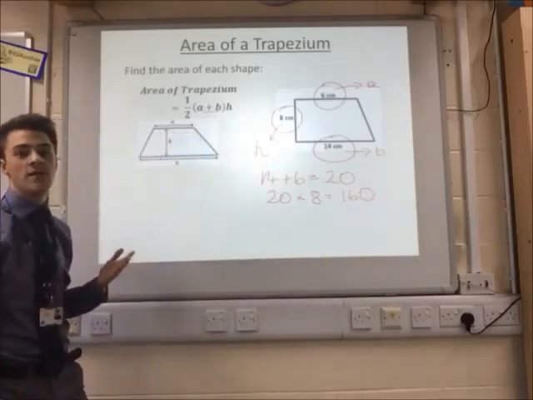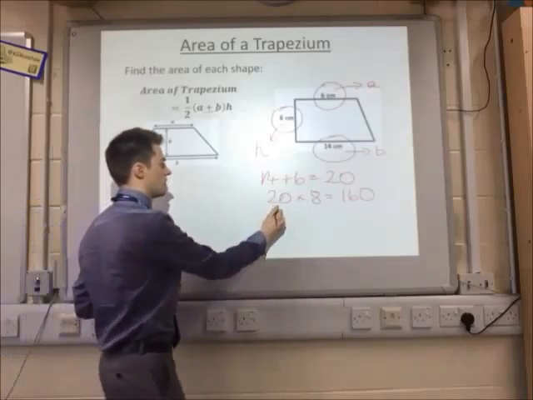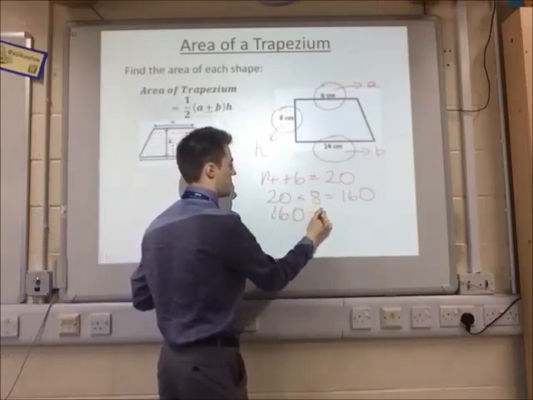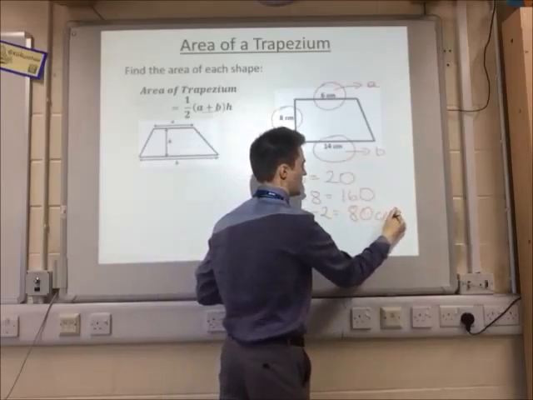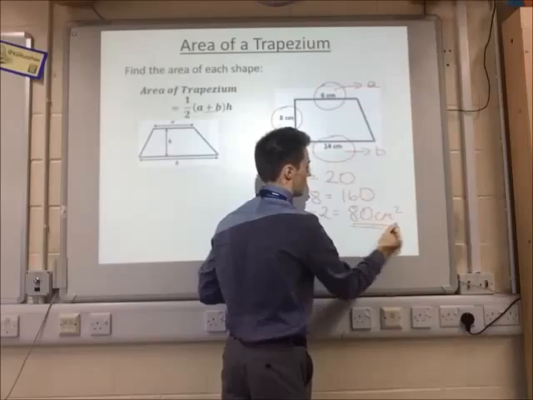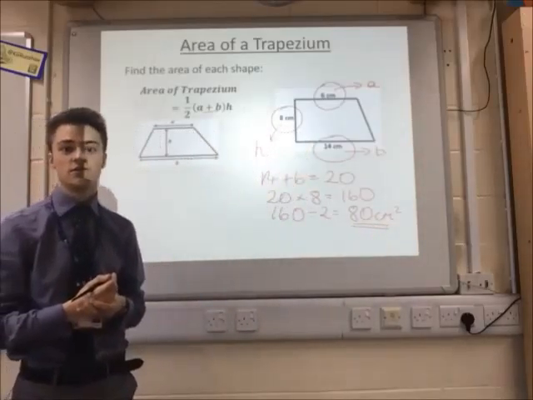And now we need to multiply it by half. But remember, that is the same thing as dividing by 2. So 160 divided by 2, 80 centimetres squared. Because we're working in terms of an area, the units need to be centimetres squared.